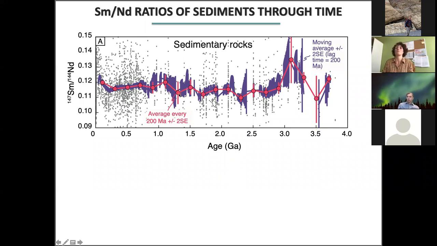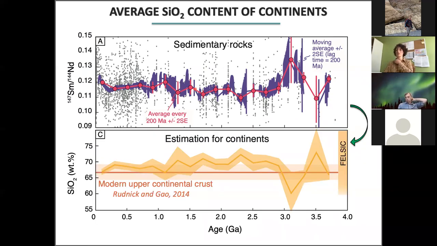So I'm not introducing a bias by binning the data every 200 billion years, basically. So the variations through time are not very large. And assuming that this reflects the composition of continents, we can convert this samarium neodymium into silica content using the relationship I showed you before. And we obtain this yellow curve here with a 95% confidence interval. So the main information from that is that there is not a lot of change through time. And within uncertainty, the silica content of the continents is the same as modern continental crust.